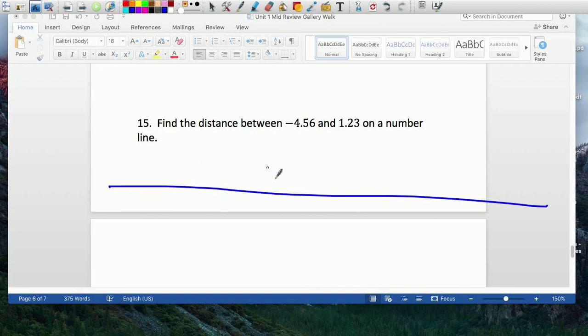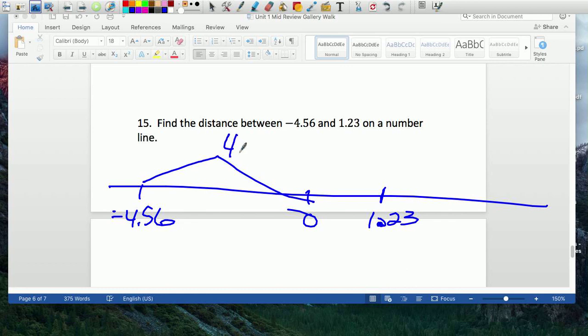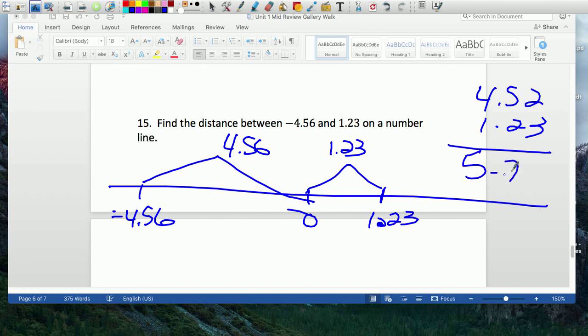Number line 0, negative 4.56, 1.23. You can definitely use absolute value here to find the distance between these two points. How far is this number away from 0? 1.56. How far is this number away from 0? 1.23. Add those two and you find the distance between those numbers. 575.